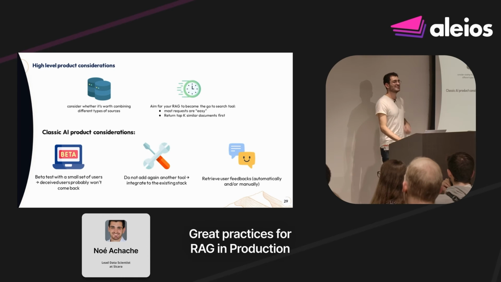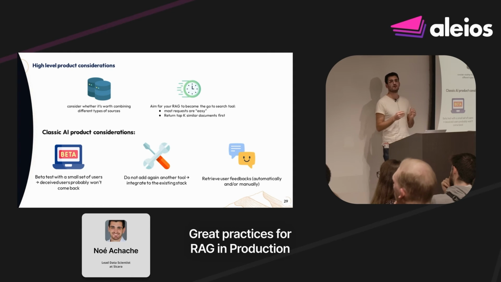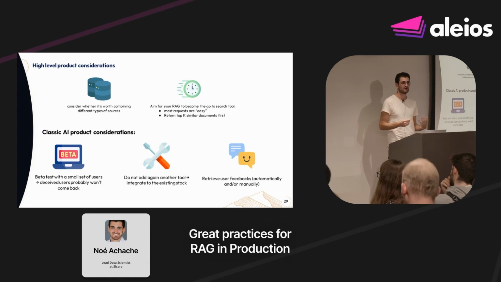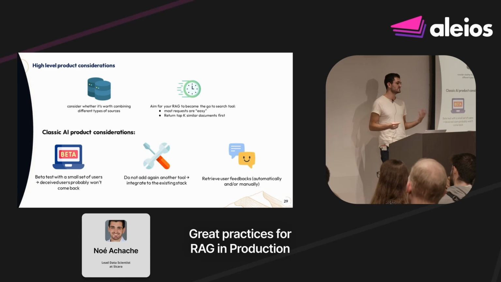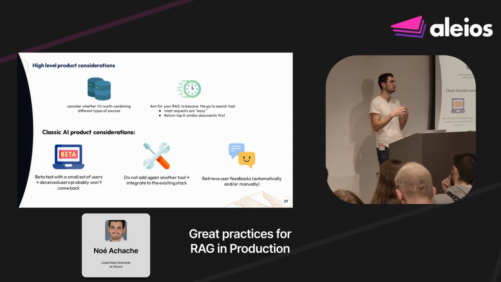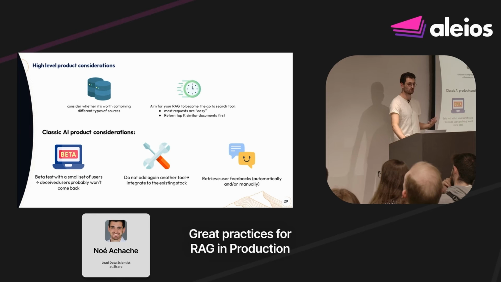And some classic AI product considerations, which are not specific to generative AI but more generally to AI as a whole, is to beta test with a small set of users. I worked on a product which went to production way too early, and as a result, the users were deceived, and then they never wanted to use the tool again. So when you beta test, keep a small set of users, and when you're sure your product, your RAG, is ready, then release it to all the users you want.